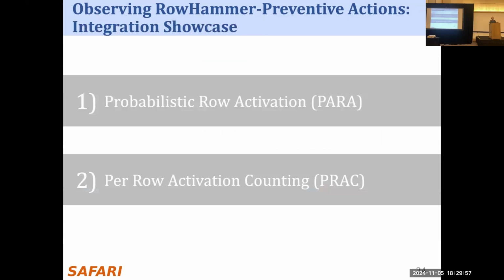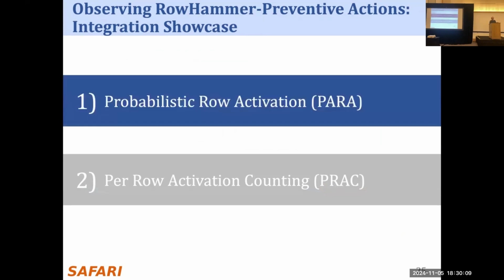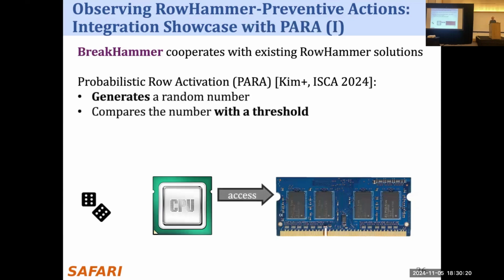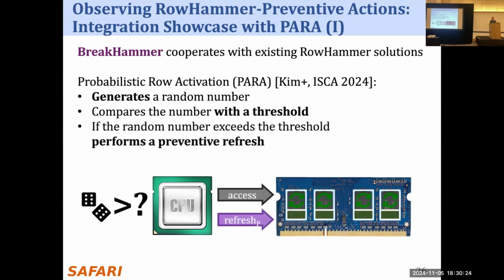BreakHammer cooperates with existing RowHammer solutions. Therefore, the observed RowHammer preventive action changes depending on the mechanism BreakHammer is integrated with. Here I show two examples of how BreakHammer can be integrated with existing solutions. Our first example is a memory controller-based mechanism called probabilistic row activation, or PARA for short. In systems protected with PARA, whenever a DRAM row is activated, PARA generates a random number and compares it to a threshold. If the random number exceeds the threshold, PARA performs a preventive refresh.